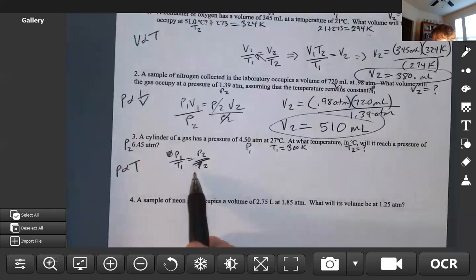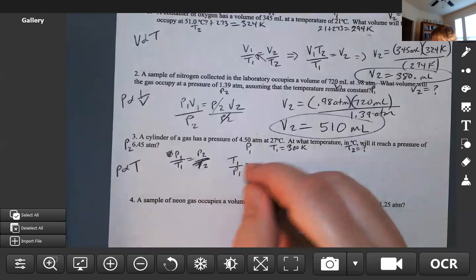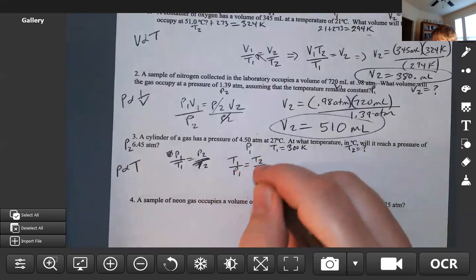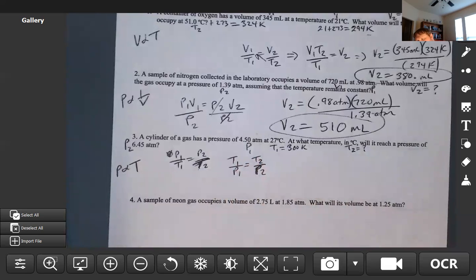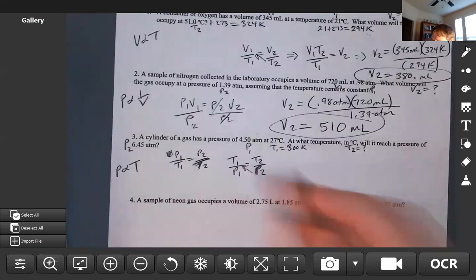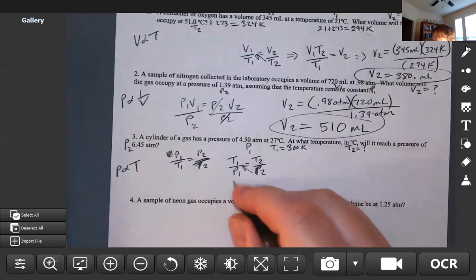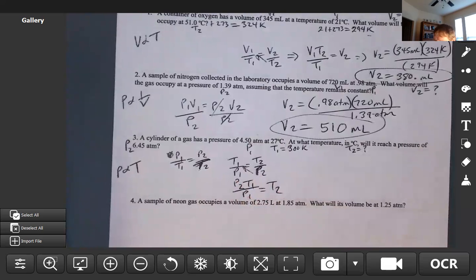Now, the algebra is a little bit more tricky here because the one we're looking for is in the bottom. So I'm going to do something kooky. I'm actually going to flip the whole thing upside down first. Yep, we can do that in algebra. We just take everything to the -1 power. All right, I flip the whole thing upside down. The proportion still holds. I haven't violated anything. These are just proportions. Now, T2 is in the top, and it's a lot easier to modify. So multiply both sides by P2, we get P2 T1 over P1 equals T2. All right, that's what we need.